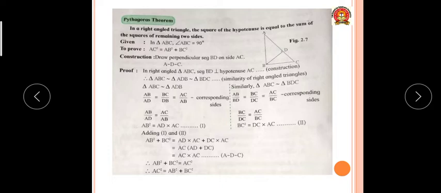Okay students, we have been using it for so many years. But how was it proved? By using this, they proved it and then we use it. That's why we can use it directly.